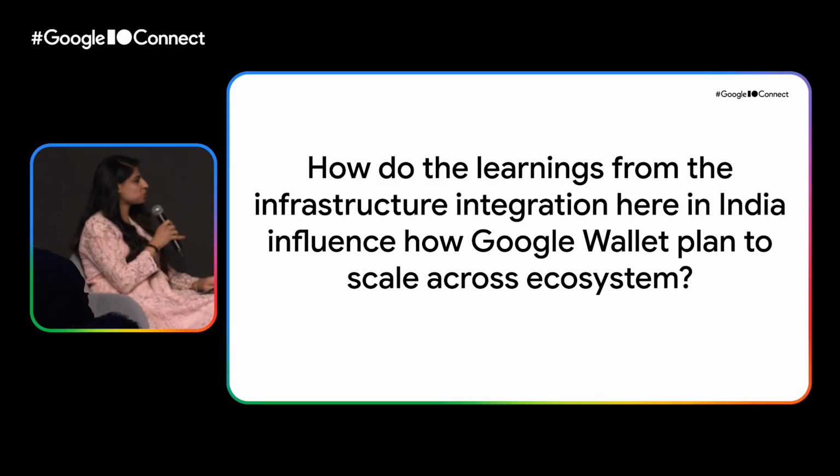Edson, talking about these real-world complexities, how is Google Wallet approaching its expansion strategy? Specifically, how can the learnings from infrastructure in India help expand this globally? The digital ID ecosystem here in APAC is very advanced, and of course, we have this example in India. We see this as a great opportunity to collaborate with local partners and to learn from each other's experiences, not only in India, but in other countries here in APAC.